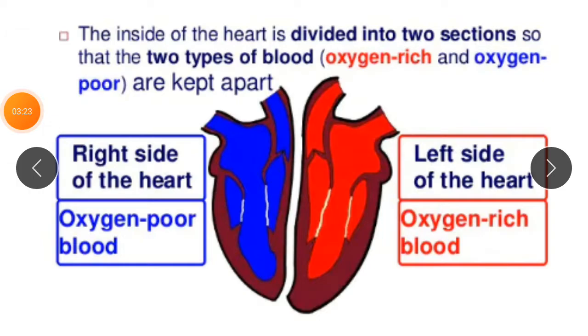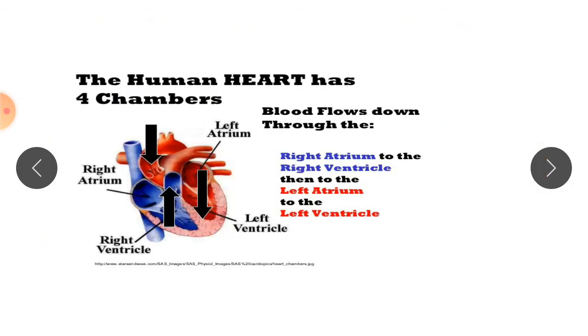Students, the right side of the heart carries oxygen poor blood and the left side of the heart carries a high amount of oxygen. So that is why we say that on the left side there is oxygen rich blood and on the right side there is less oxygen, so that is oxygen poor blood.